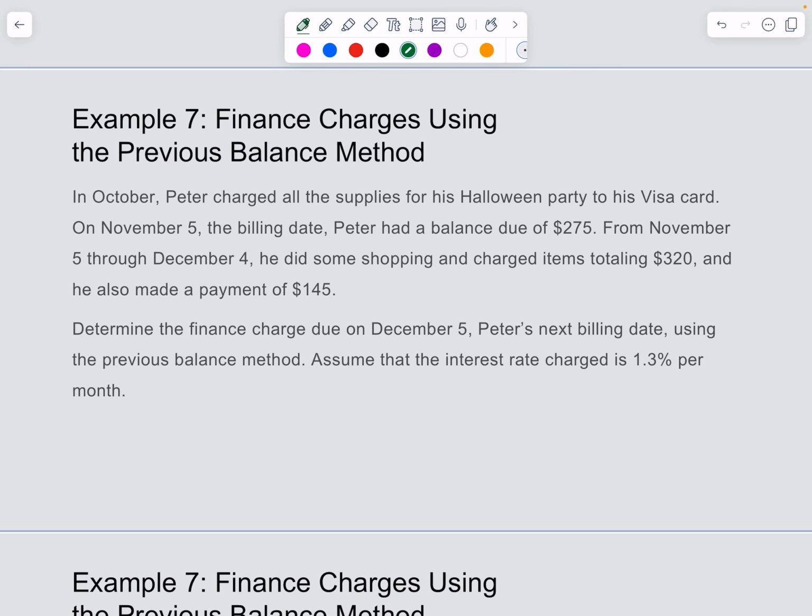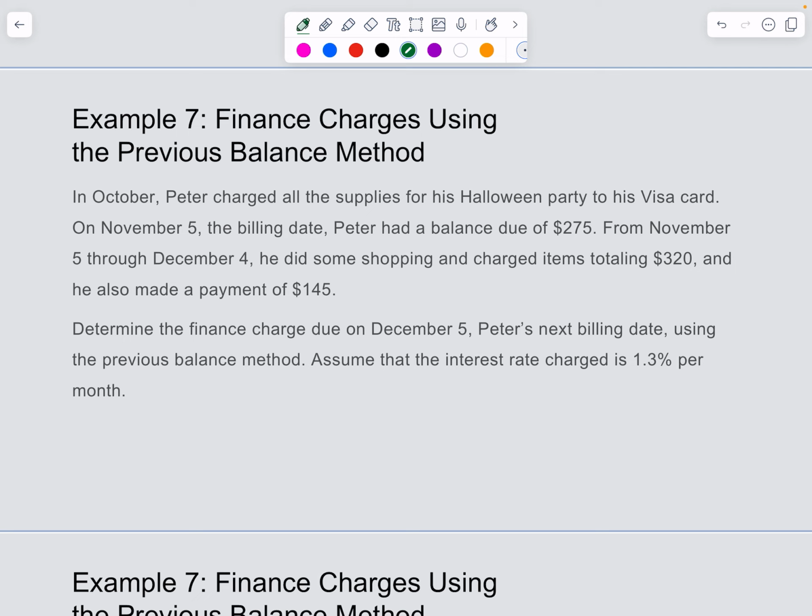Okay, in October, Peter charged all the supplies for his Halloween party to his Visa card, and on November 5th, the billing day, Peter had a balance of $275. From November 5th through December 4th, he did some shopping and charged items totaling $320, and he also made a payment of $145. Let's determine the finance charge due on December 5th, Peter's next billing date, using the previous balance method. And we'll assume that the interest rate is 1.3% per month.